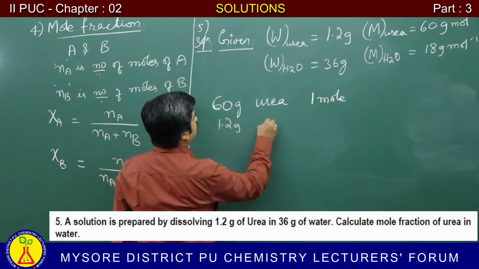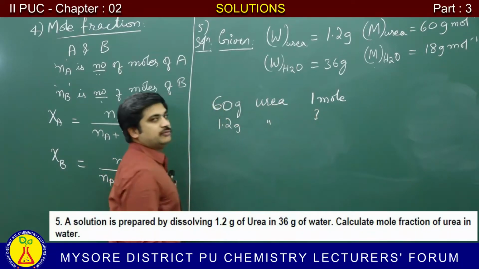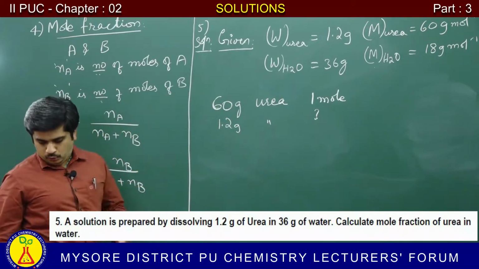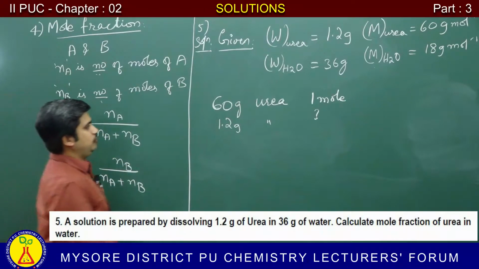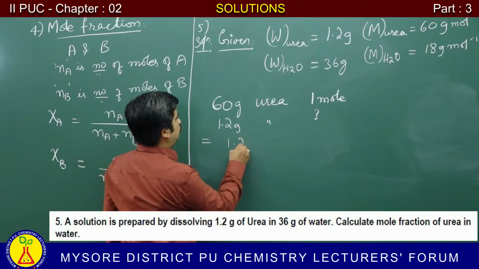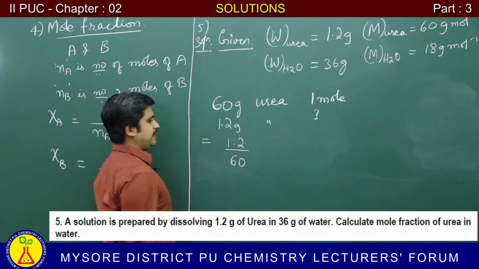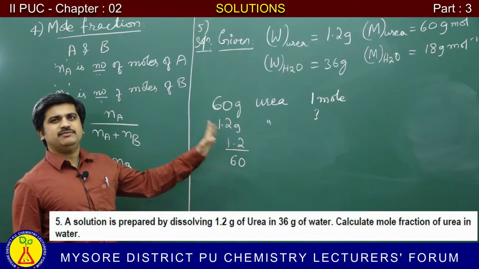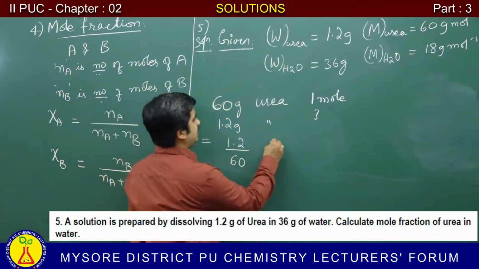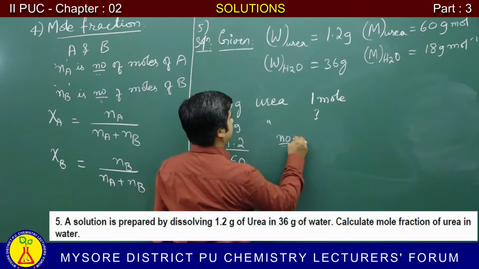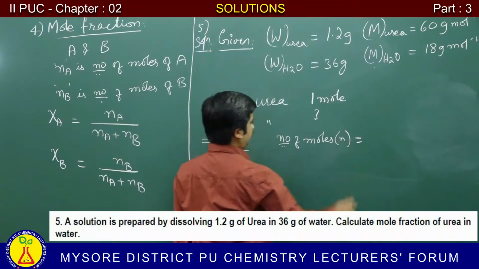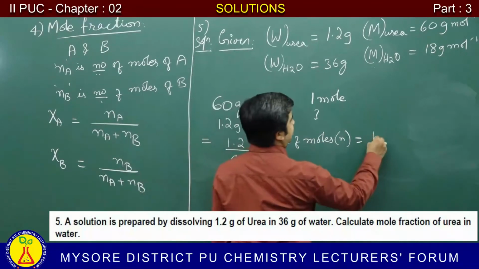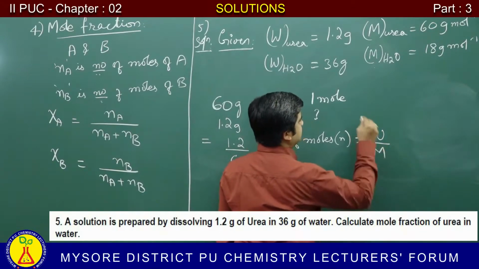1.2 grams of urea is how many moles? That is all we need. Once we have the number of moles, we can substitute it in the formula. So it is 1.2 divided by 60. The same thing we express in terms of a formula. What do we call it? Number of moles, N, is equal to weight in grams divided by molar mass.